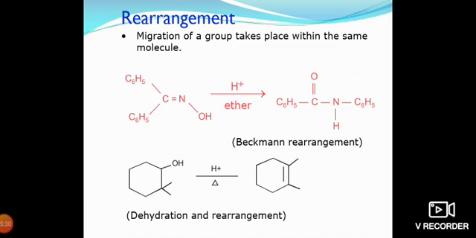Rearrangement. Migration of a group takes place within the same molecule. Rearrangement means one molecule can be rearranged to another molecule without elimination. For example, here we are taking an oxime, and it forms an amide. This is known as Beckmann rearrangement.